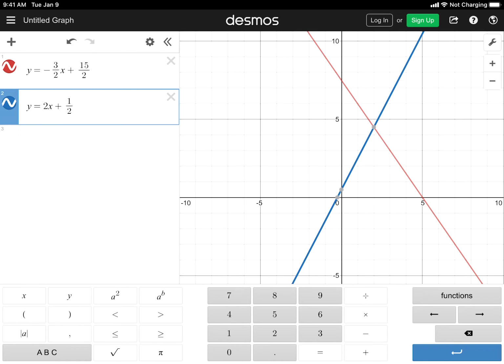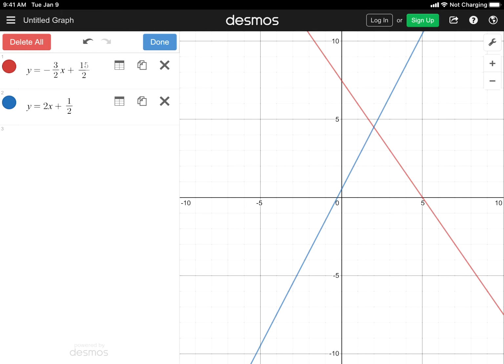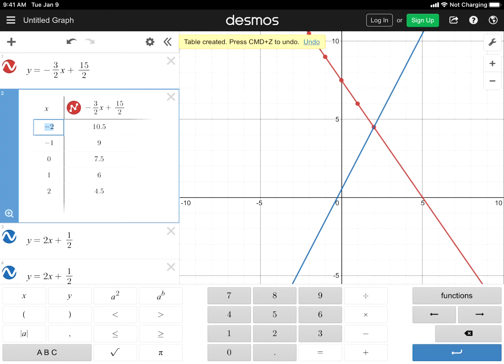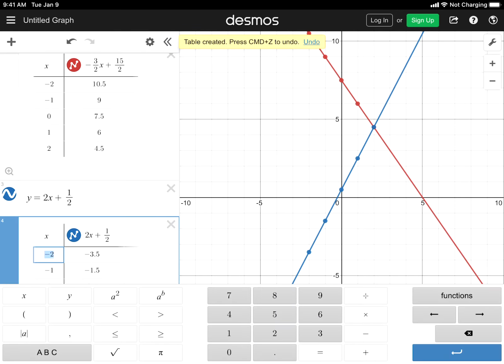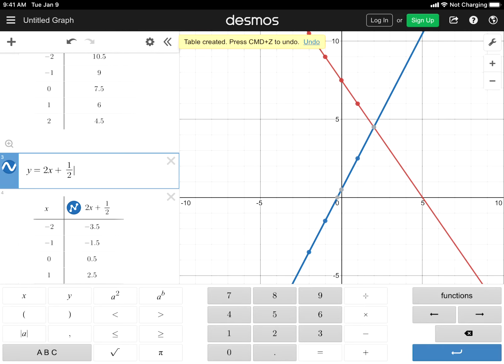And so when we look at our graph on Desmos, it says that we want to use the table feature. Now we can actually see our coordinate or our point of intersection, but let's use the table feature. So if we go to the wheel, we can hit copy. I'm going to copy each of these. And then in the second one, I'm going to hit table. And I'm going to do the same thing for this one. Hit table.